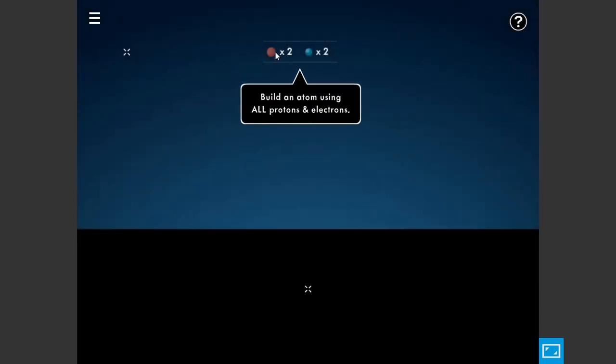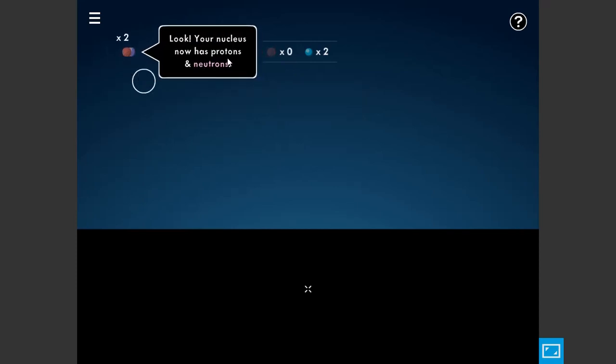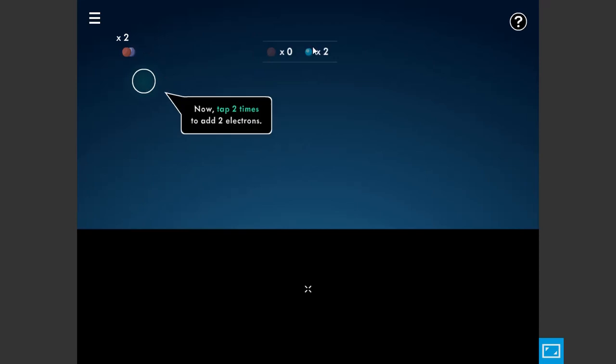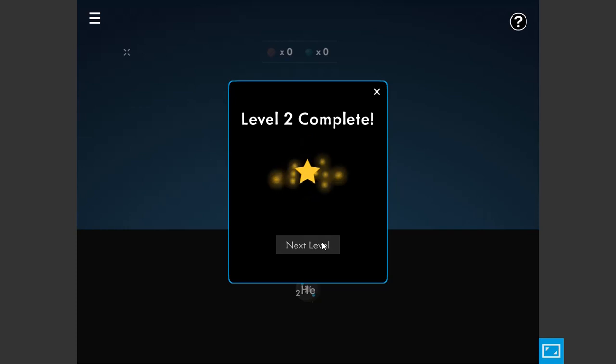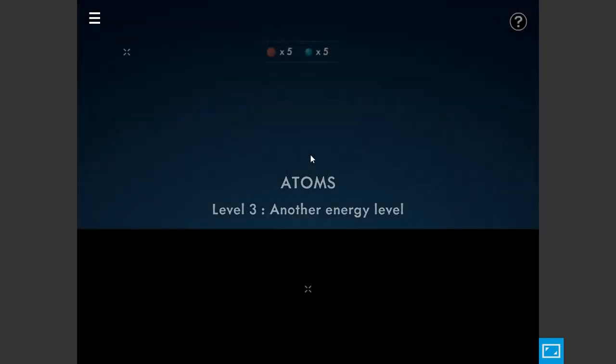Level 2. So here you're building a different atom. Tap this twice to add 2 protons. So you have neutrons as well. Now you're going to add electrons. You do the same thing. You drag, you make helium. Click this and it should say complete. Level 3. This isn't difficult to do.